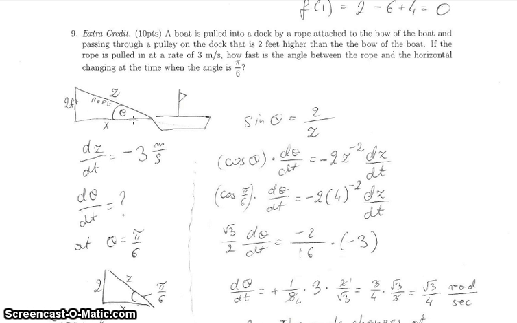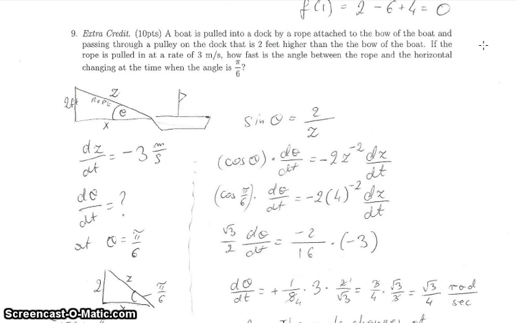So if the boat is pulled in, the distance between the bow of the boat and where the pulley is, I denoted as x. Then you know that the vertical distance over here is 2 feet, and it doesn't change because that's how high the pulley is, and the length of the rope z is changing, so you pull it in so that the boat is moving this way. z is changing, x is changing, 2 is not changing.